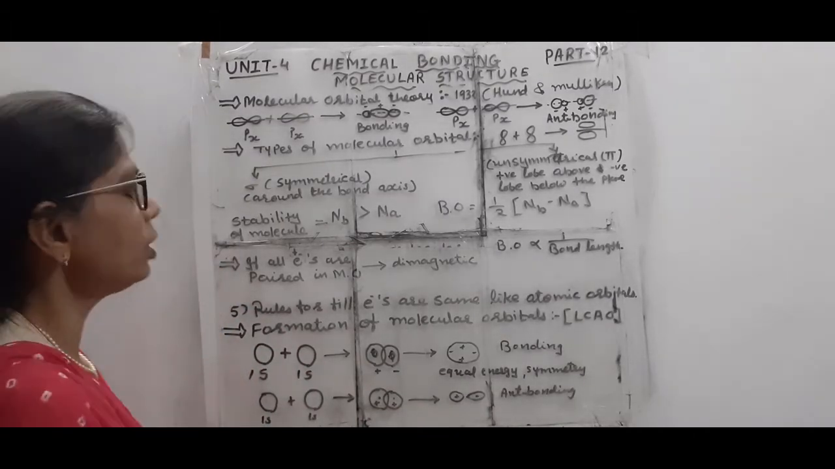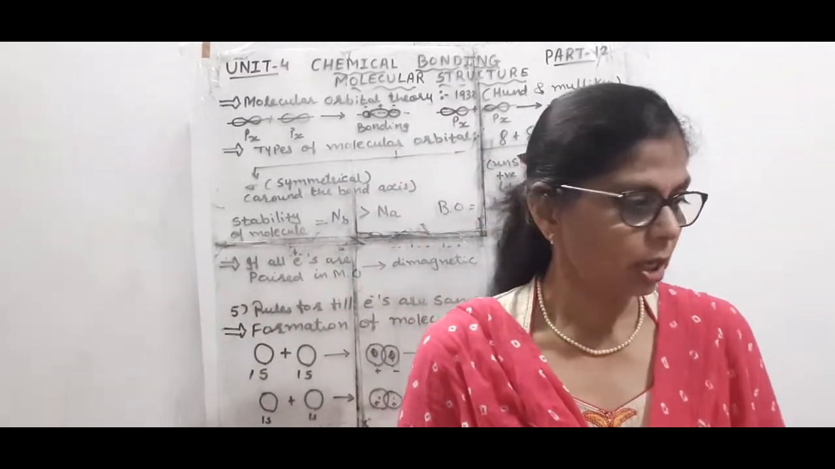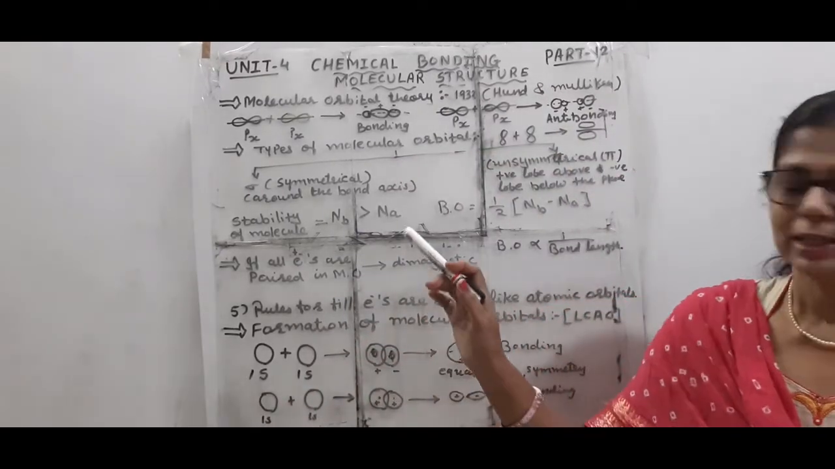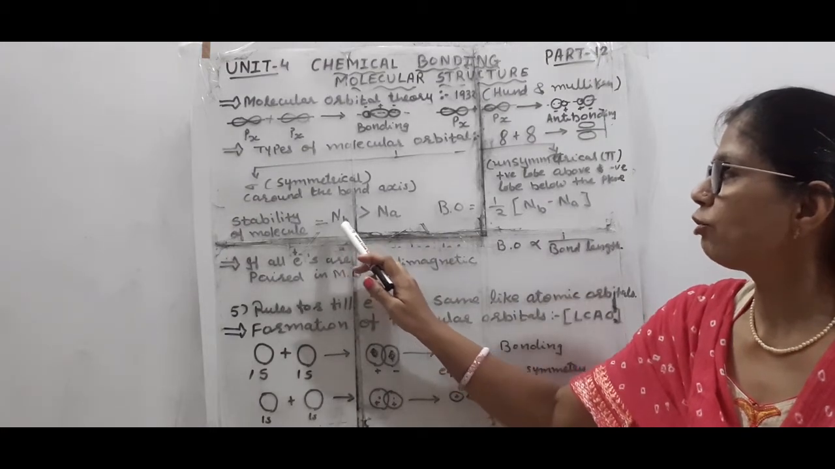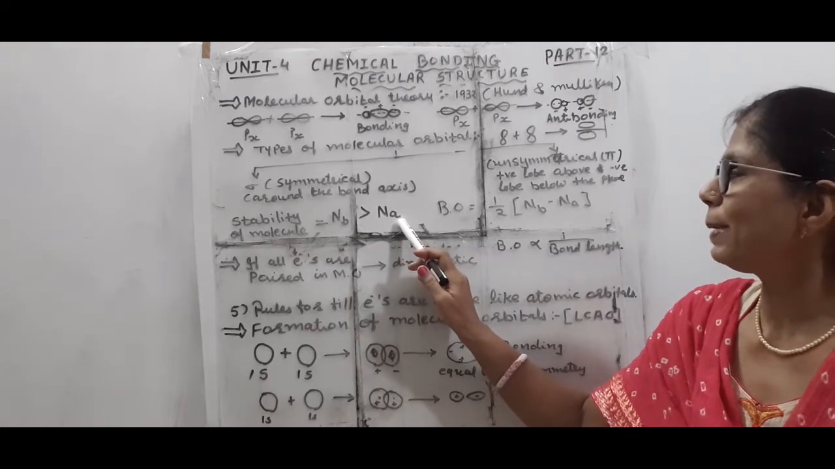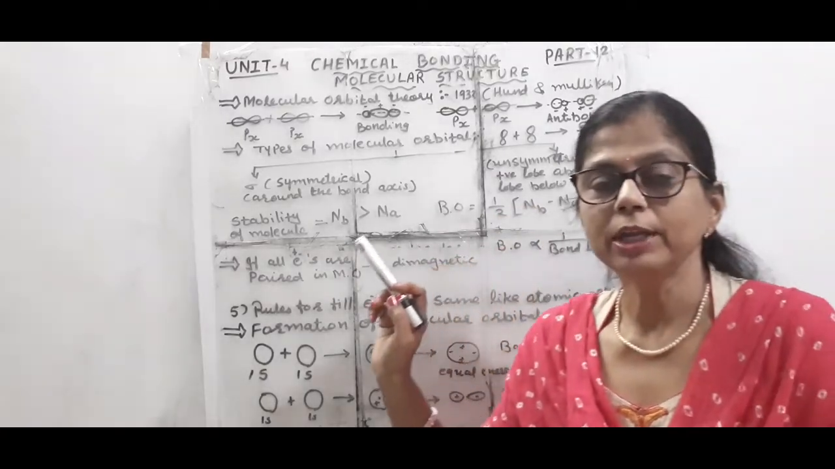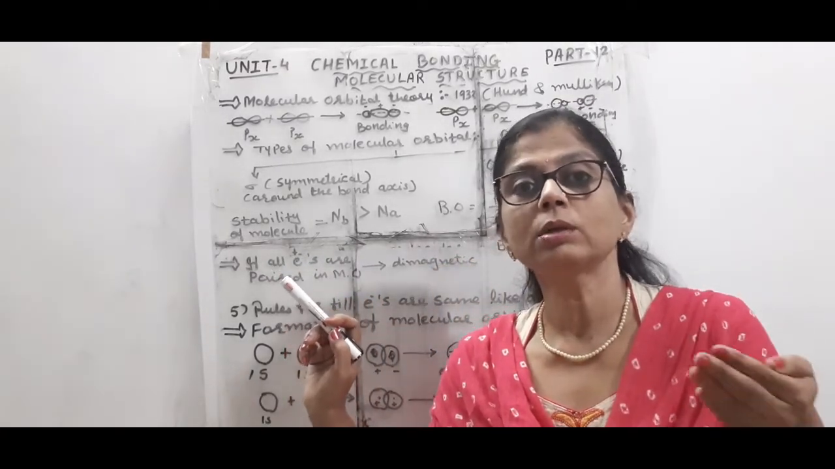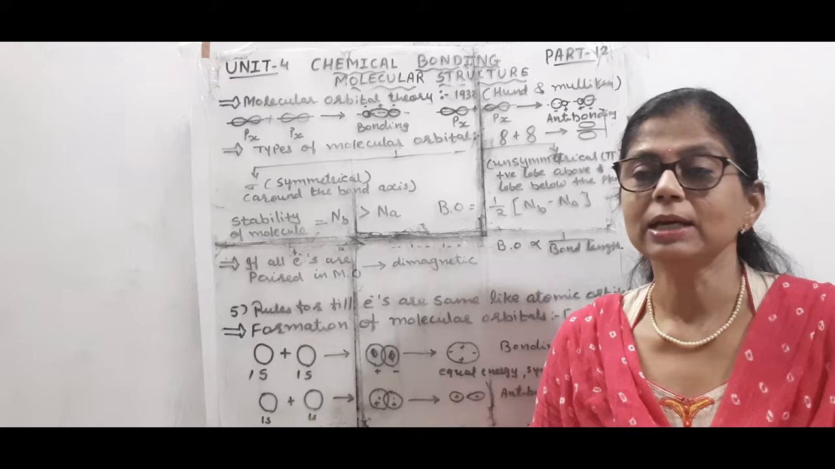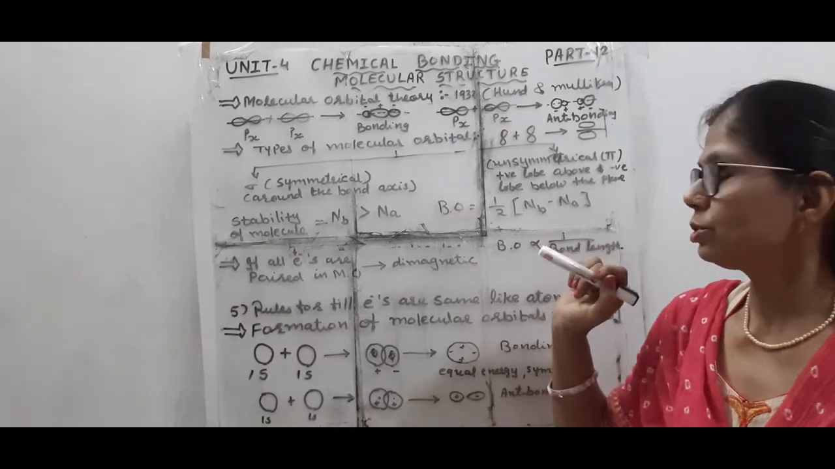So the stability of the molecule will depend on how the formation of the bond occurs. For that we can say that Nb means the number of bonding pair of electrons, and the number of antibonding pair of electrons is known as Na. So if the number of bonding pair of electrons is greater than the number of antibonding pair of electrons, then that molecule is said to be a stable molecule. So stability depends on the bonding pair of electrons.